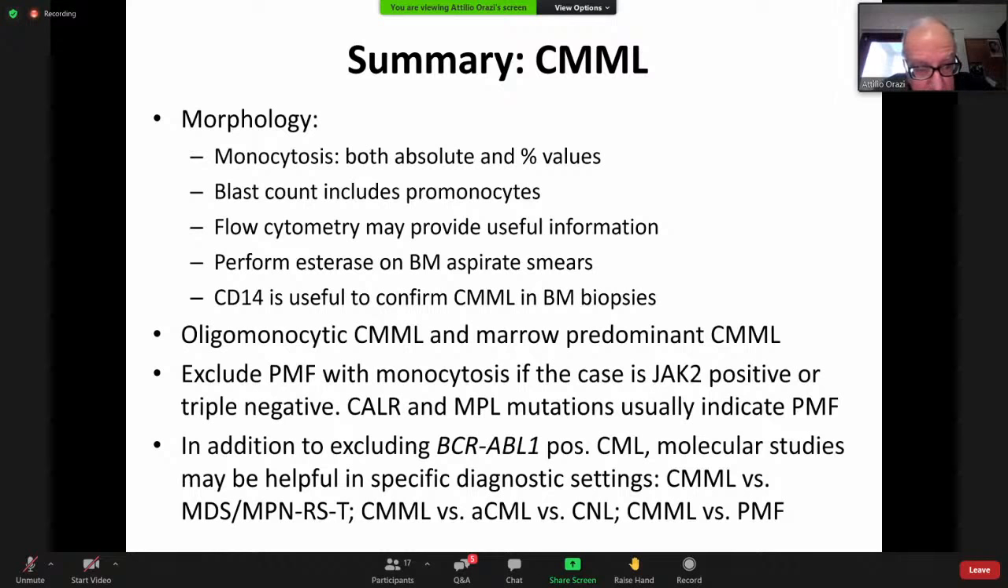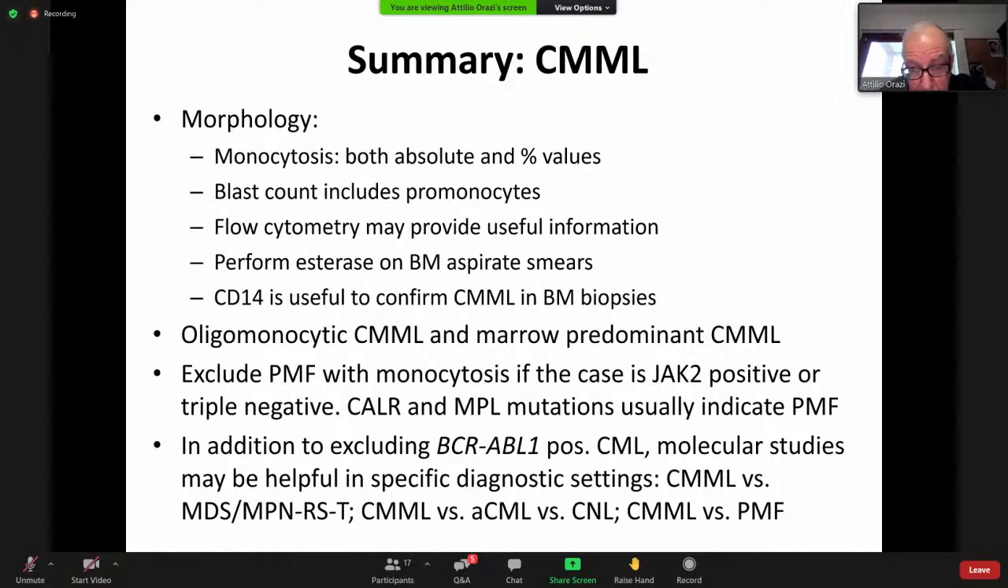So CMML versus MDS/MPN with ring sideroblasts and thrombocytosis. You have some patients who have ring sideroblasts. They have monocytosis. You don't know which is which. So it might be helpful to know there is an SF3B1 mutation in combination with JAK2 in MDS/MPN with ring sideroblasts and thrombocytosis versus, for example, an SRSF2 mutation in CMML. So I think that's helpful.